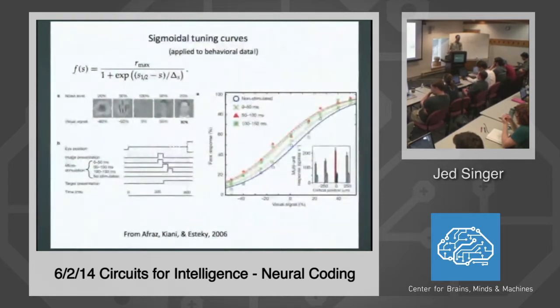So this slide may look familiar. This is a nice study. In the context of this lecture, this is just showing an example of another type of tuning curve. And as Gabriel mentioned, this is actually a behavioral tuning curve rather than a neurometric tuning curve. But it's a sigmoidal tuning curve.